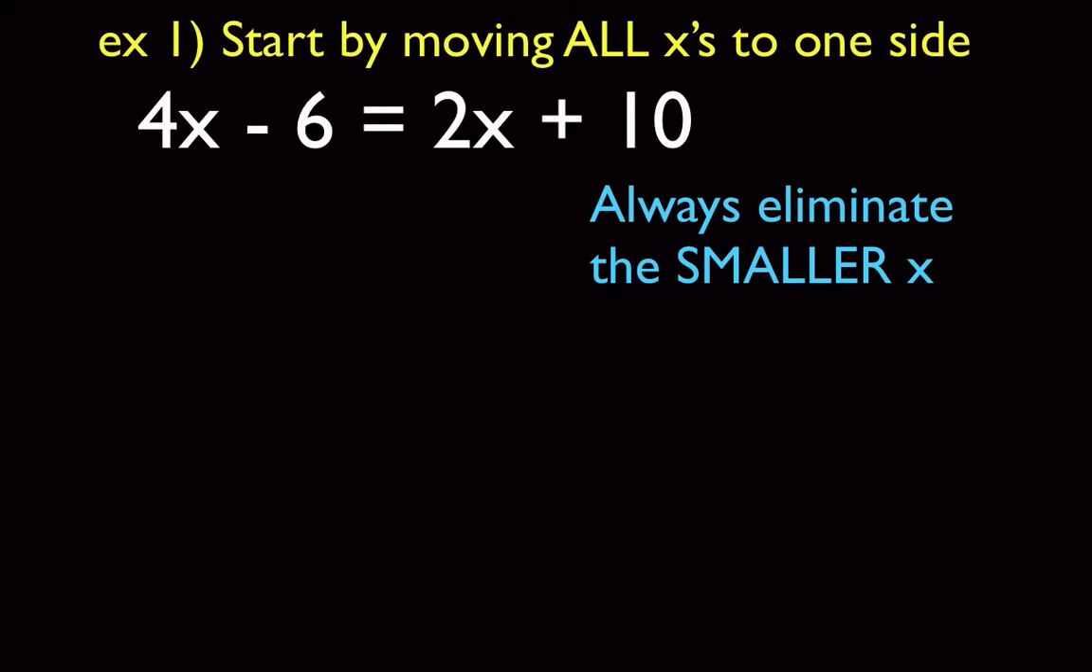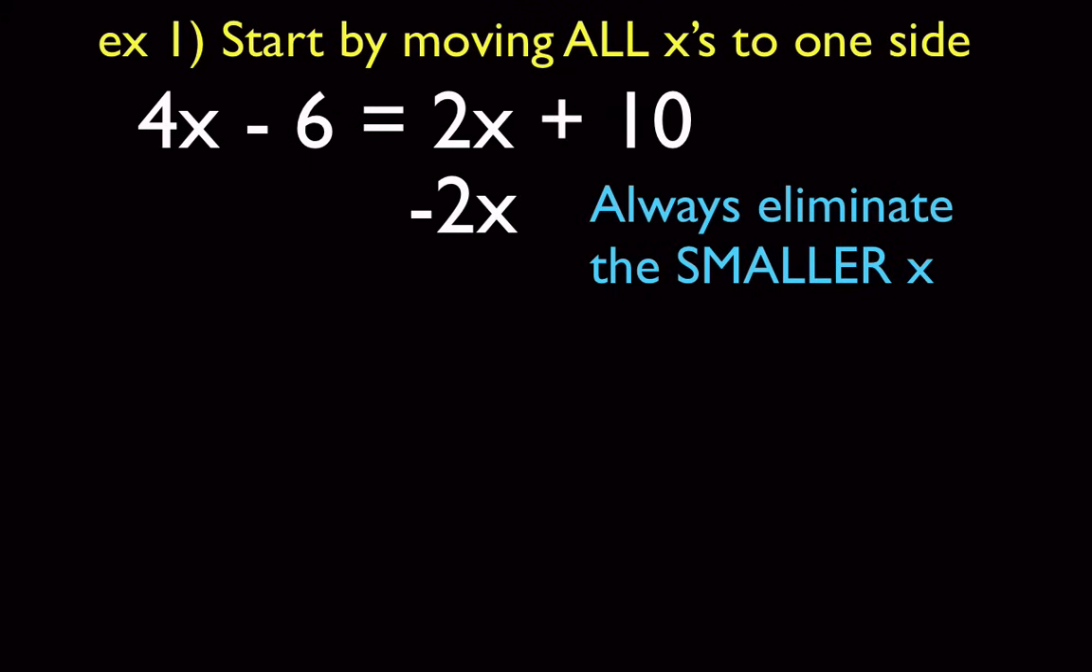So you always want the smaller number, the number that's either lower in the case of 4 and 2, or if it's negative, it's definitely lower than a positive number. And all this really does for you is give you a positive x to divide by. So you don't have to worry about negatives as much.